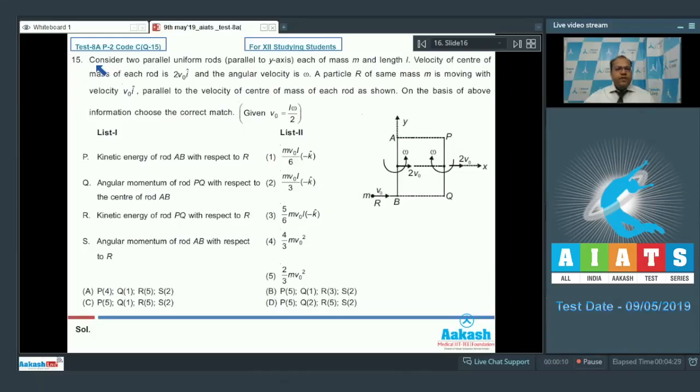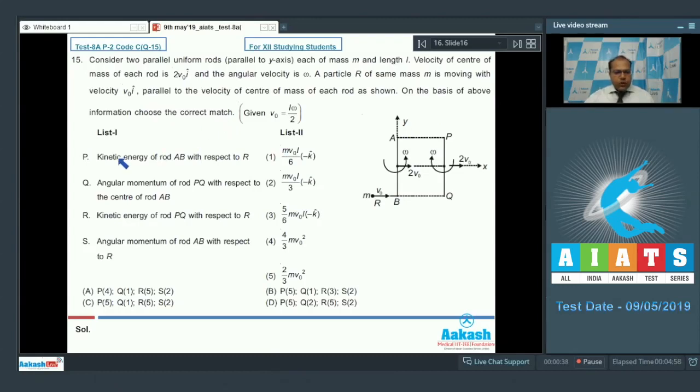In question number 15, consider two parallel uniform rods parallel to the y-axis, each of mass m and length L. The velocity of center of mass of each rod is 2v₀ î and the angular velocity is ω. A particle R of mass m is moving with velocity v₀ î, parallel to the velocity of center of mass of each rod, as shown. On the basis of this information, choose the correct match, and it is given v₀ = ωL/2.